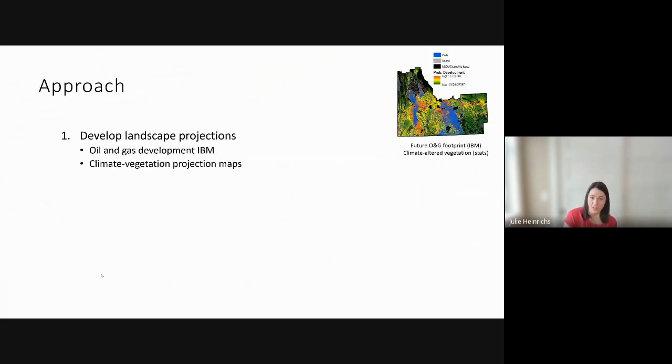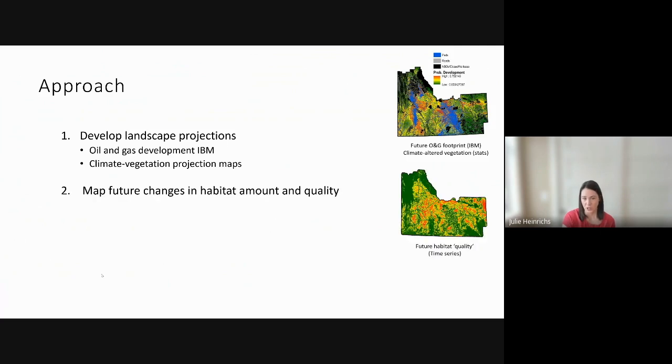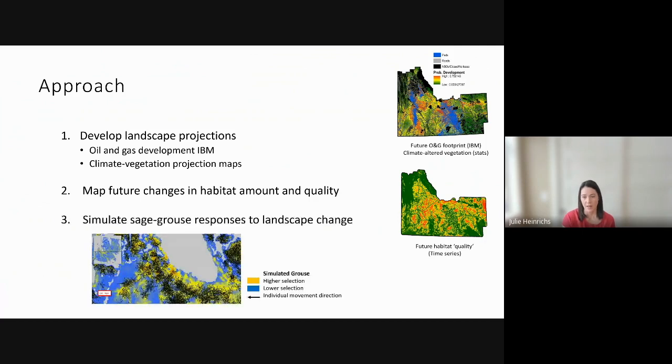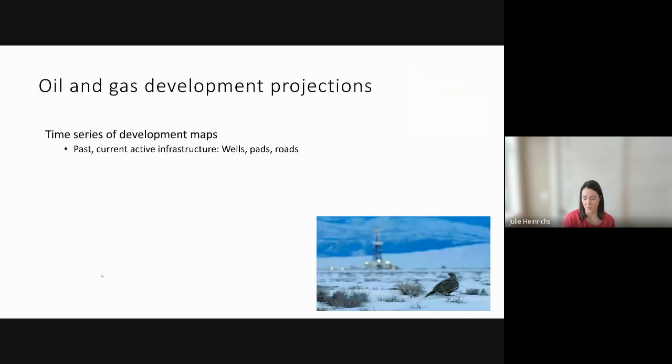So our approach was first to develop landscape projections. A colleague, Steve Garman, actually created his own IBM that placed oil and gas infrastructure on the landscape in future projection. We also built some climate vegetation projection maps. And with those inputs, we updated spatial statistical models of habitat and created a time series, and then put those into the wildlife IBM to simulate responses to landscape change. So this is a bit more of a data-intensive example.